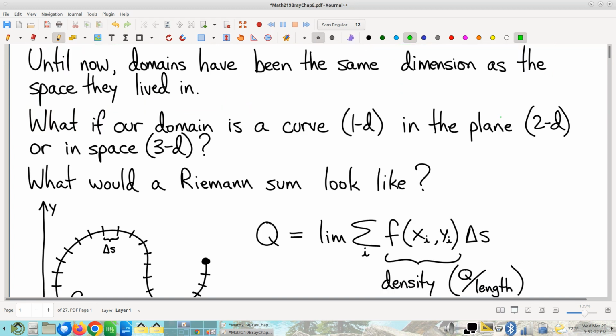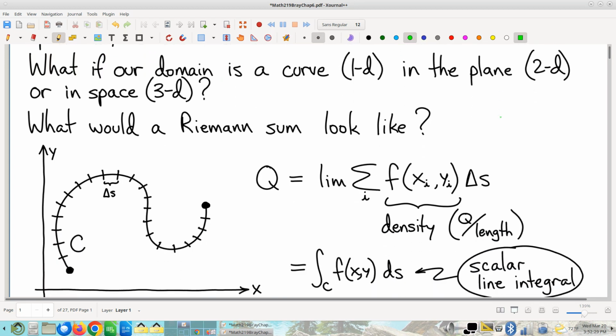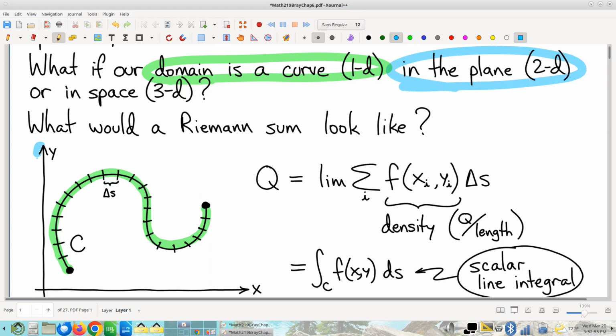We're going to ask the question now, what if my domain is a curve such as that, which I claim is intrinsically one-dimensional? A lot of people think that's two-dimensional. It's not. It's a one-dimensional thing. It has length. It doesn't have area. It's one-dimensional. But it lives in a two-dimensional world, right?